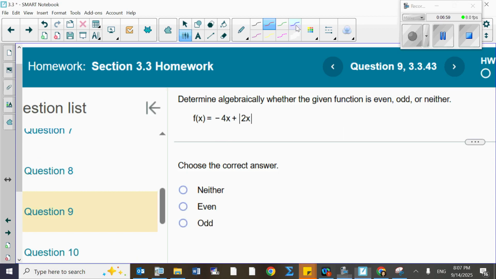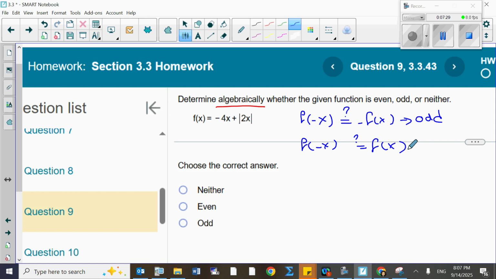Question 9 is asking us to find if the function is even, odd, or neither, but this time we want to find it algebraically. In order to find it algebraically, the first thing you need to do is try f of negative x and see if it's equal to negative f of x, or if it's equal to f of x. If the first happens, the function is odd. If the second one happens, the function is even.